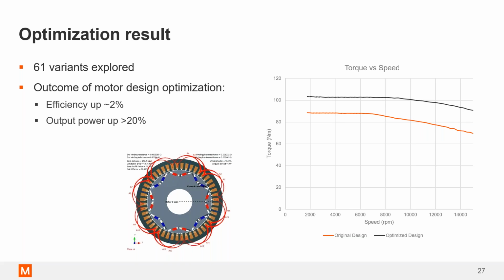The little chart here shows you just the speed torque curves of the two different machines and how the optimized design really improved, especially showing big improvements up at the higher speed operating points, which is exactly where we were lacking previously.